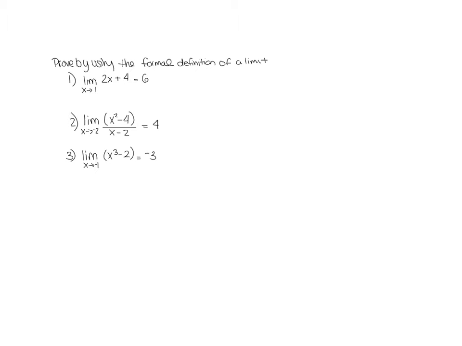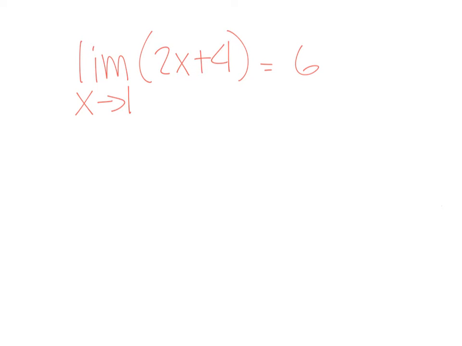Okay, so now we're going to use the formal definition of a limit. Let's take a look at this first example. When we do this, the first thing we want to do is start by defining our function minus the limit, and that has to be less than epsilon.